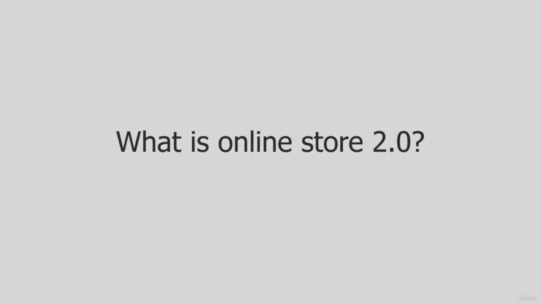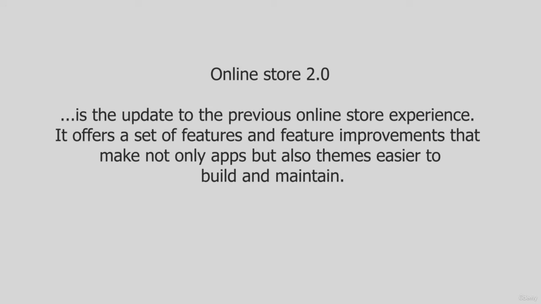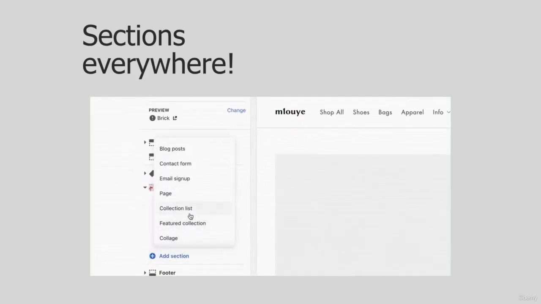Okay, so what is Online Store 2.0? Online Store 2.0 is the update to the previous online store experience. It offers a set of features and feature improvements that make not only apps but also themes easier to build and maintain. The main feature that was introduced by Online Store 2.0 is the sections on every page.